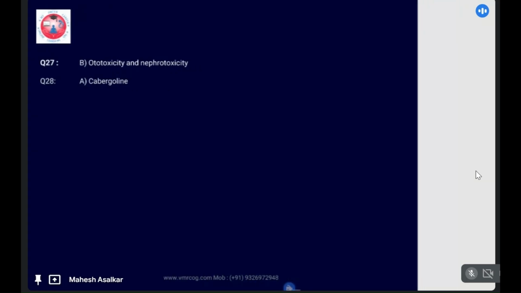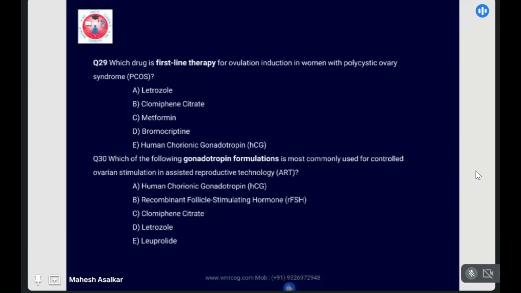Nowadays we prefer cabergoline. Next, Dr. Priyanka, last question of this. Which drug is first-line therapy for ovulation induction in women with PCOS? It is letrozole, clomiphene citrate, metformin, bromocriptine, and HCG. The answer is letrozole.